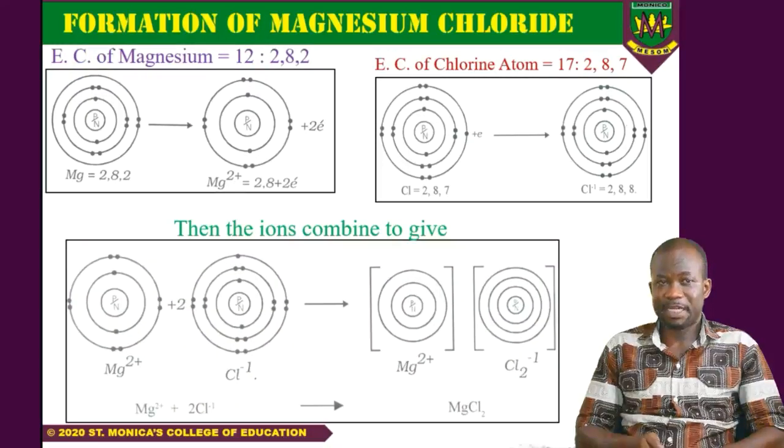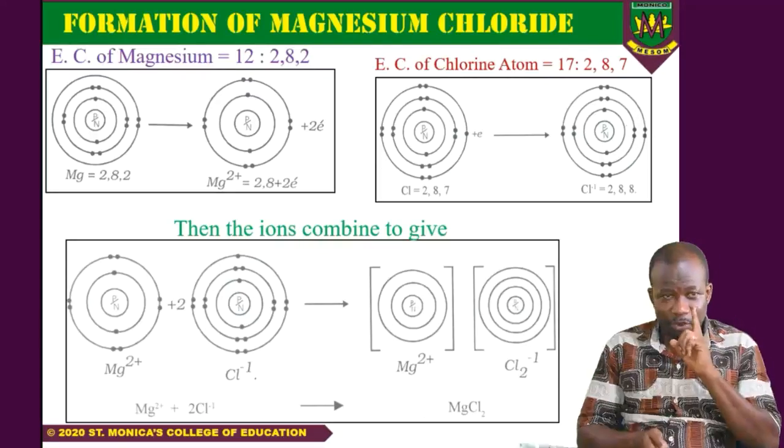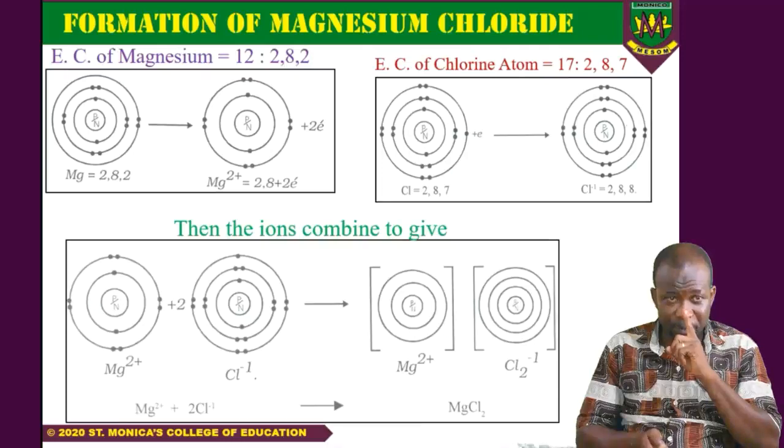2+, meaning that it has lost 2 electrons from its last shell and it's left with this one, combining with chlorine, which has also gained 1. Now take note here. You realize that in the formation of the bond, I said magnesium has 2 electrons come back here in its last shell.